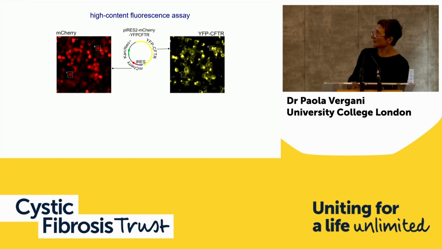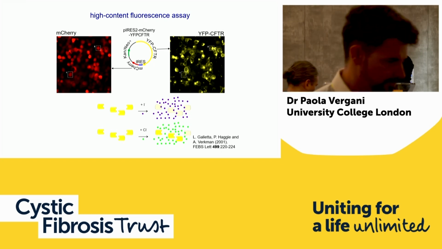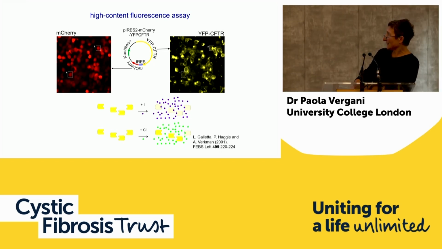It relies on the co-expression of 2 fluorescent proteins, a red fluorescent protein that is throughout the cytosol, and a yellow fluorescent protein that is fused to CFTR. Both are translated from the same mRNA. Now, the YFP is Galietta's YFP, and as you all know, it is anion sensitive. When it binds anions, the fluorescence is quenched. But it has a low affinity for chloride and a high affinity for iodide.